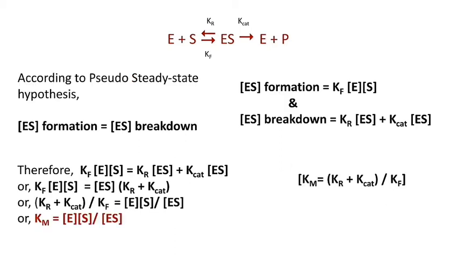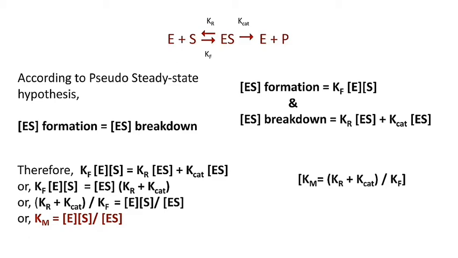Now according to the pseudo steady state hypothesis, the concentration of ES formation equals the concentration of ES breakdown. According to the law of mass action, we know that ES formation equals Kf into E into S, that is the enzyme concentration and the substrate concentration, and ES breakdown equals Kr into ES plus Kcat into ES.